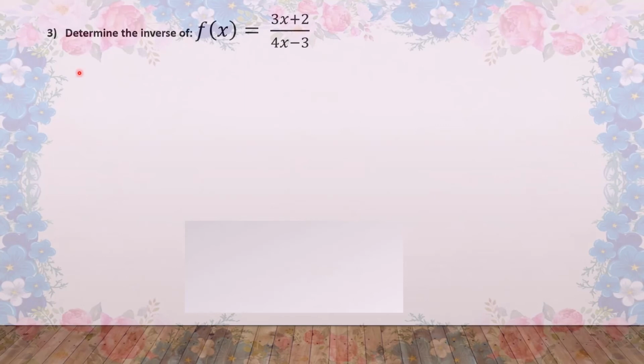So the solution of this: we start off by saying that y is equal to 3x plus 2 divided by 4x minus 3. We do a switch around, a swap of the x and y variables. So I'm getting this here. So this is your step 1, here's your step 2. Here we do a swapping of variables.